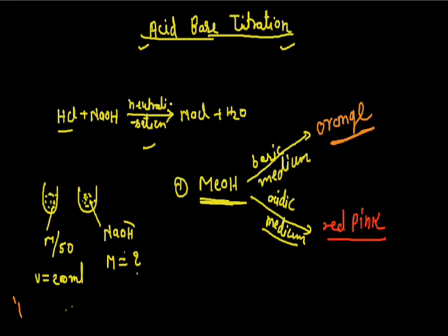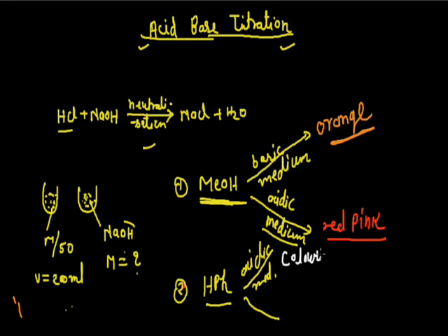The second indicator we use is phenolphthalein, that is HPh, a shortcut notation for phenolphthalein. Phenolphthalein again has two colors in two media. For example, in acidic medium, phenolphthalein is colorless; there is no color, or it looks colorless. But when we take basic medium, its color becomes pink. So we use these two types of indicators when performing acid-base titration. It may be methyl orange or it may be phenolphthalein.